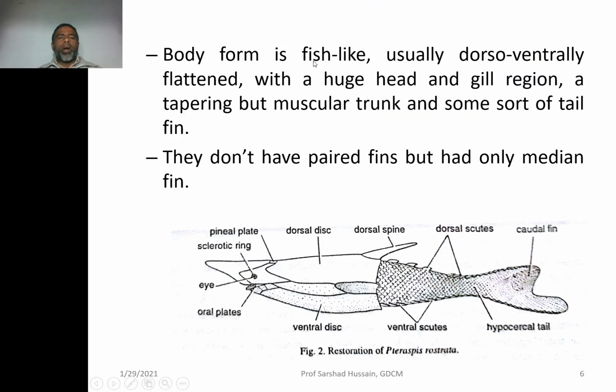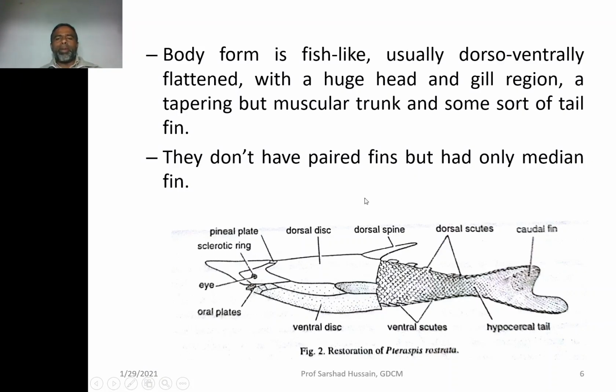Body form is fish-like. You can see it is exactly like a fish having fins, but dorso-ventrally flattened, so its dorsal surface and ventral surface are flattened. It has a very huge head, and the gill region is also very large. It has a tapering but muscular trunk, and a tail fin also.